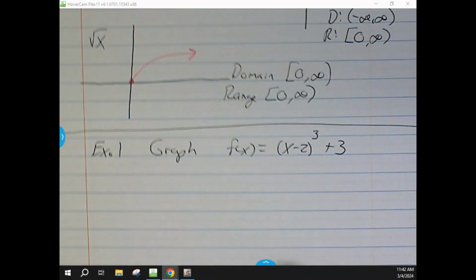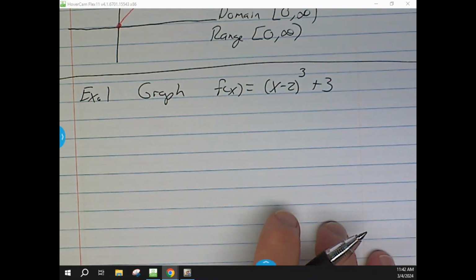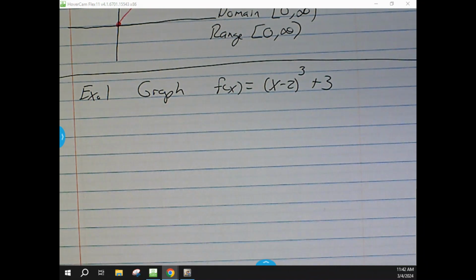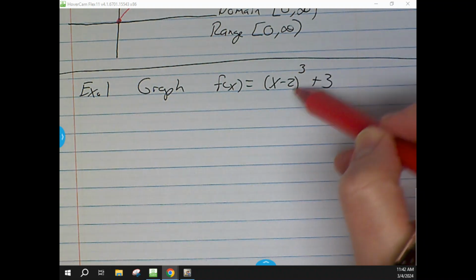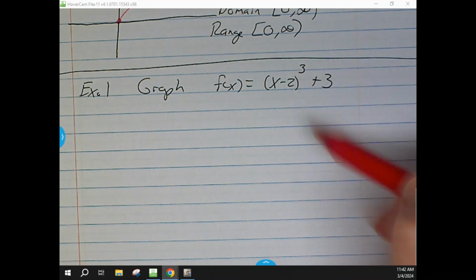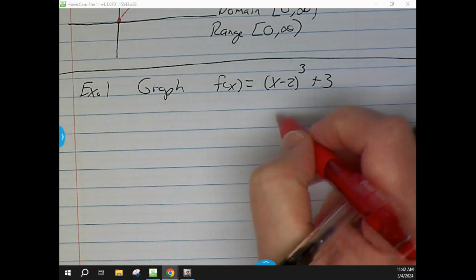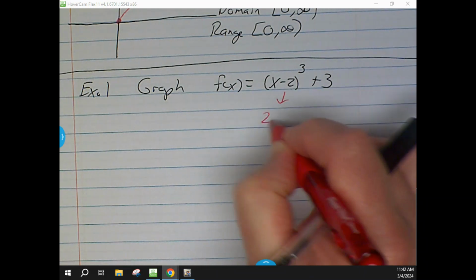Okay, so we're going to do (x - 2)^3 + 3. And again, the big thing on this one is it doesn't matter whether this is x squared or x to the third or x to the fourth or even x to the fifth or x to the sixth. For this part of it, you're going to move on the inside number.